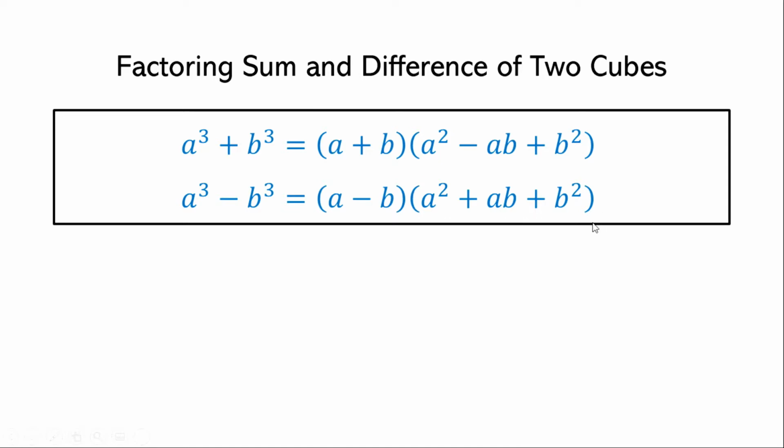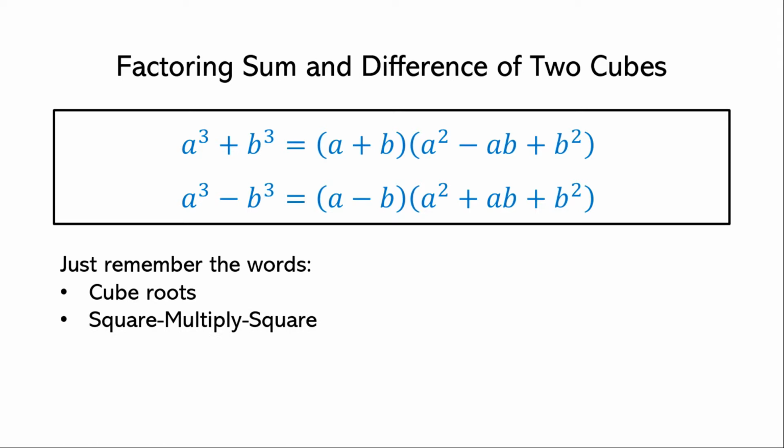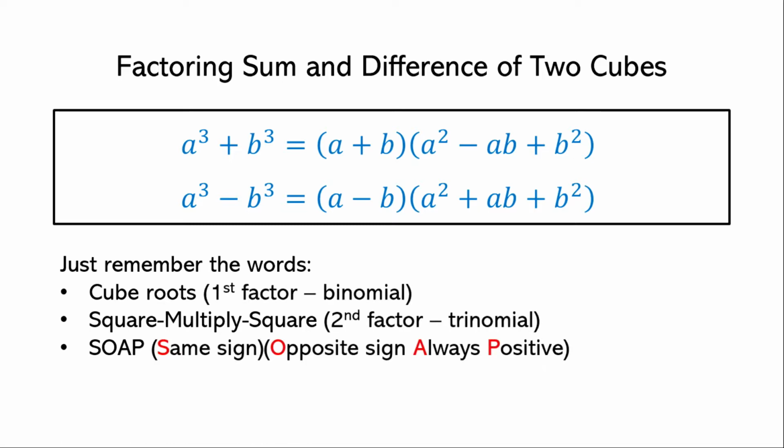So, paano natin siya mas madaling matatandaan? Just remember the words cube roots, square multiply square, and SOAP. Ano yung ibig sabihin ng mga yan? Cube roots, gagamitin natin siya for the first factor, which is a binomial. Kagaya dito, a plus b and a minus b, which are cube roots of a cube and b cube. Next, for the square multiply square, gagamitin natin siya for the second factor, which is a trinomial.